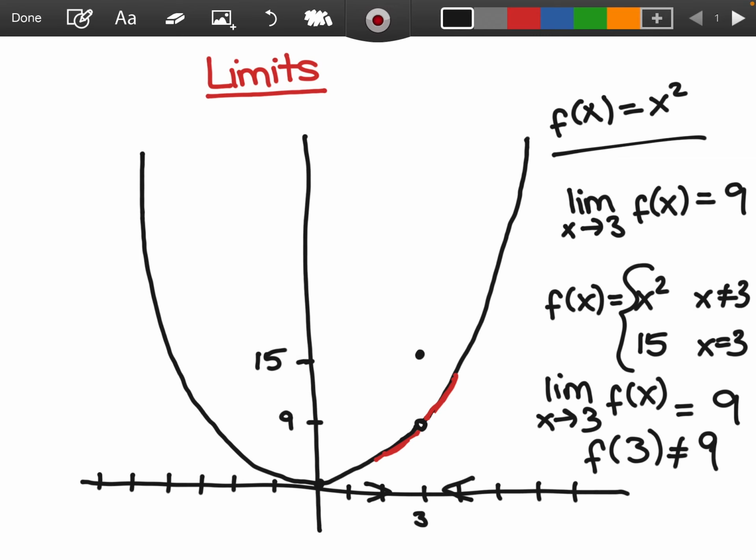I want to look at some examples of evaluating some limits at particular points and looking at what some of these problems may look like. And I will do more of these in our next limits video as well, so that you can see different types of examples that you may come across.